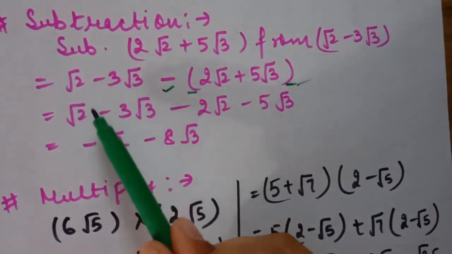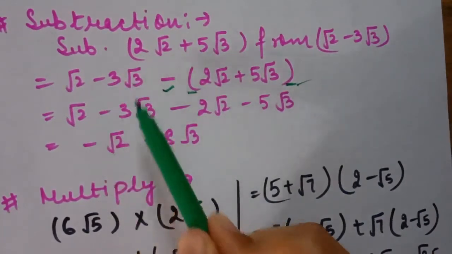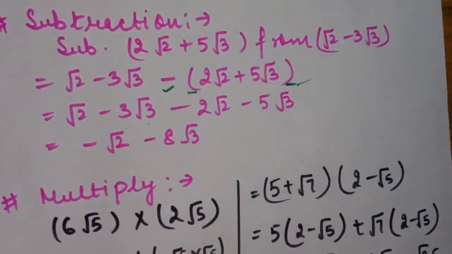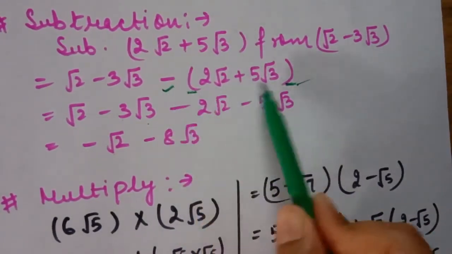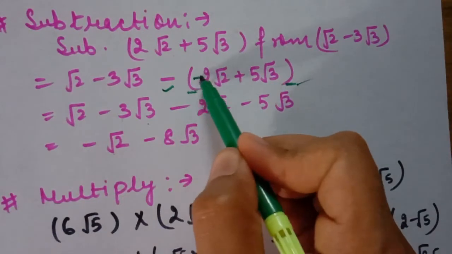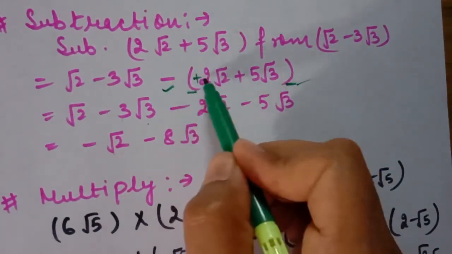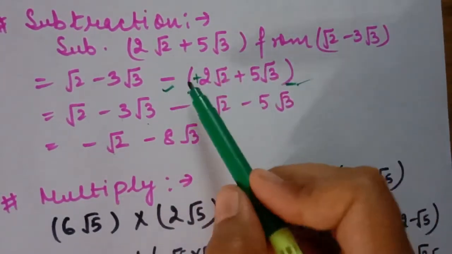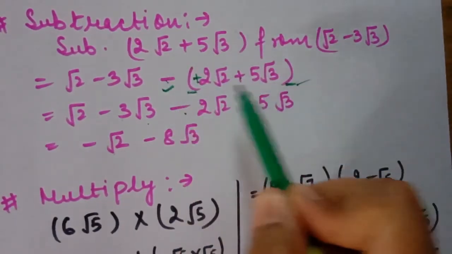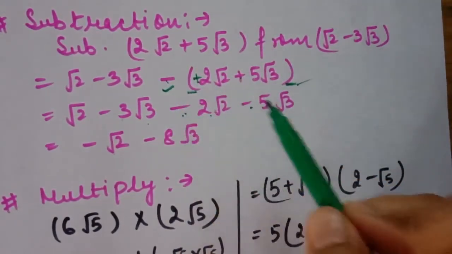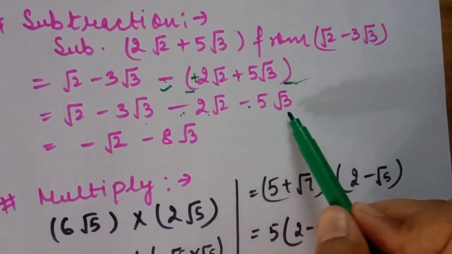Now root 2 minus 3 root 3 minus, then open this bracket. When we open this bracket, because the negative sign is present, the sign under the bracket will be changed. So plus becomes minus, minus becomes plus, and it becomes minus 2 root 2 minus 5 root 3.